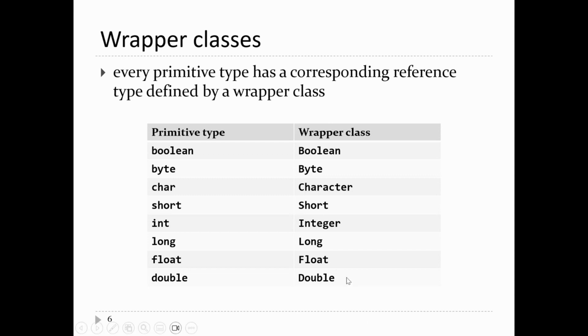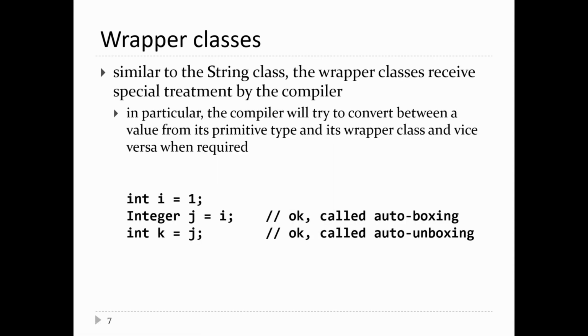Okay, so every primitive type has a corresponding reference type. Similar to the string class, the wrapper classes receive special treatment by the compiler. In particular, your Java compiler will try to convert between an int and its corresponding wrapper type, and vice versa when required.